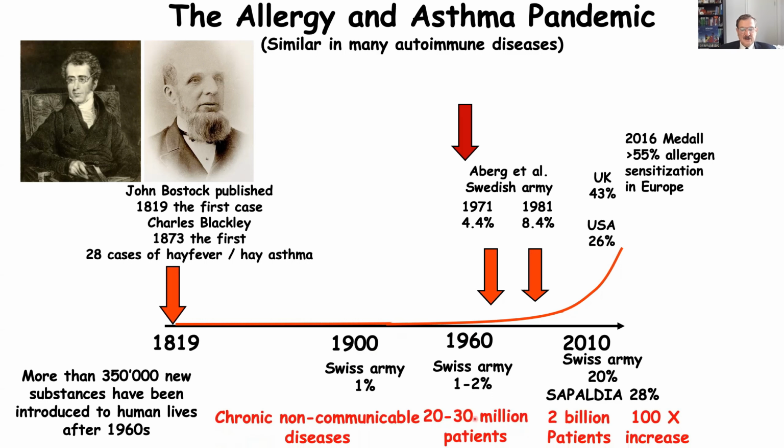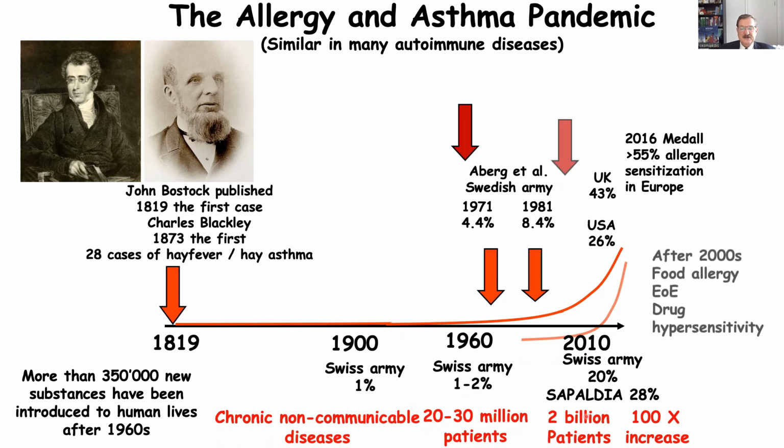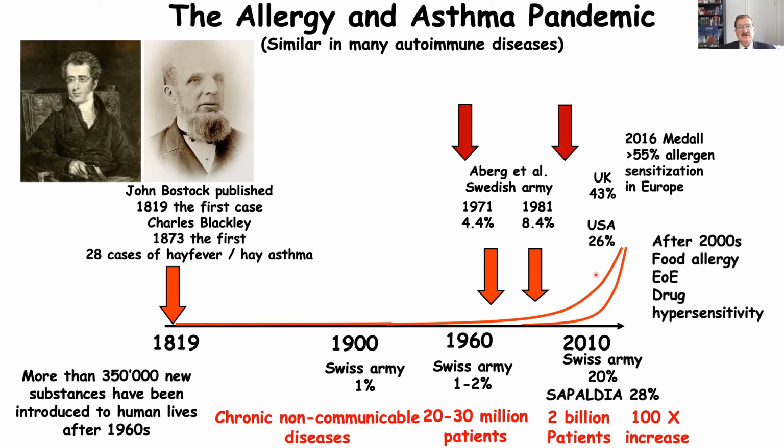So we have the chronic non-communicable diseases. In the 1960s, there were 20-30 million patients. Currently, there are 2 billion patients. So what happened after 2000 is a second wave of these diseases started. We have food allergy, eosinophilic esophagitis, drug hypersensitivity. Food allergy existed before in small numbers, but after the 2000s, we have huge numbers. Peanut anaphylaxis did not exist at all. It became a huge public health problem in the range of 1 to 4%.